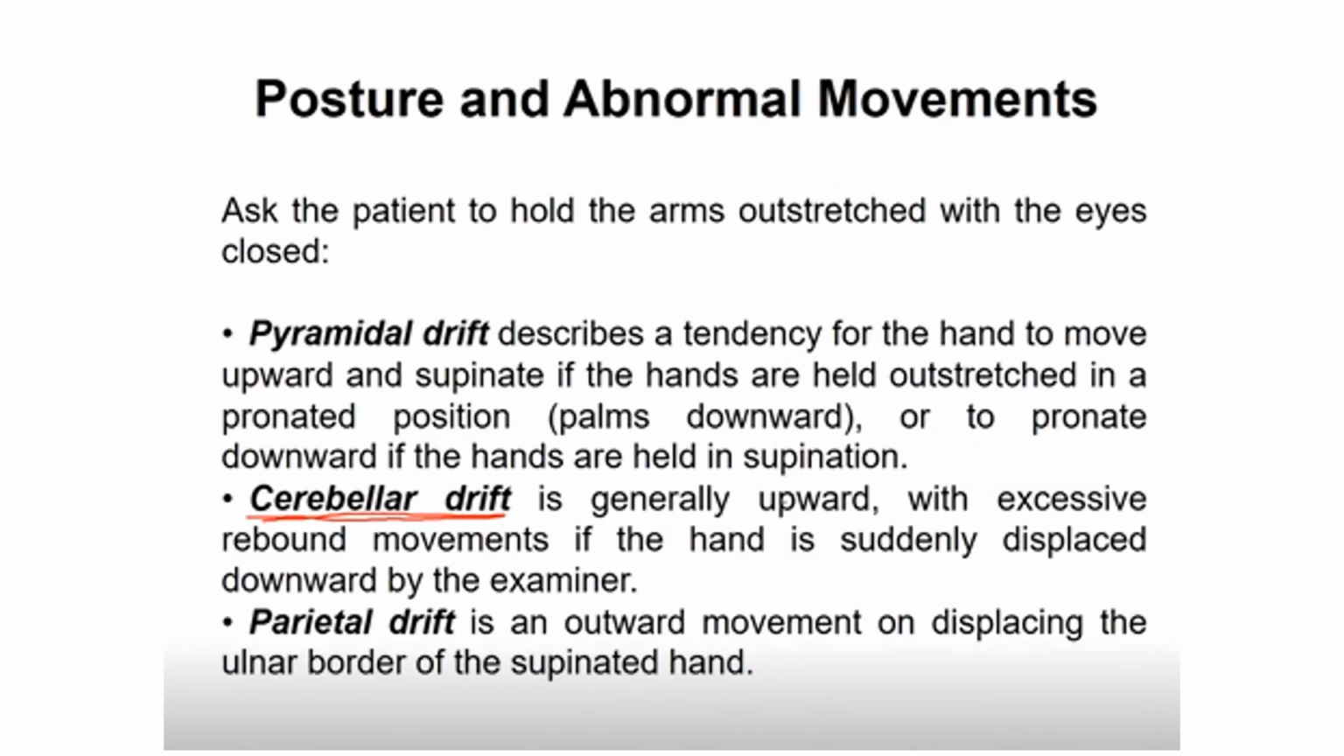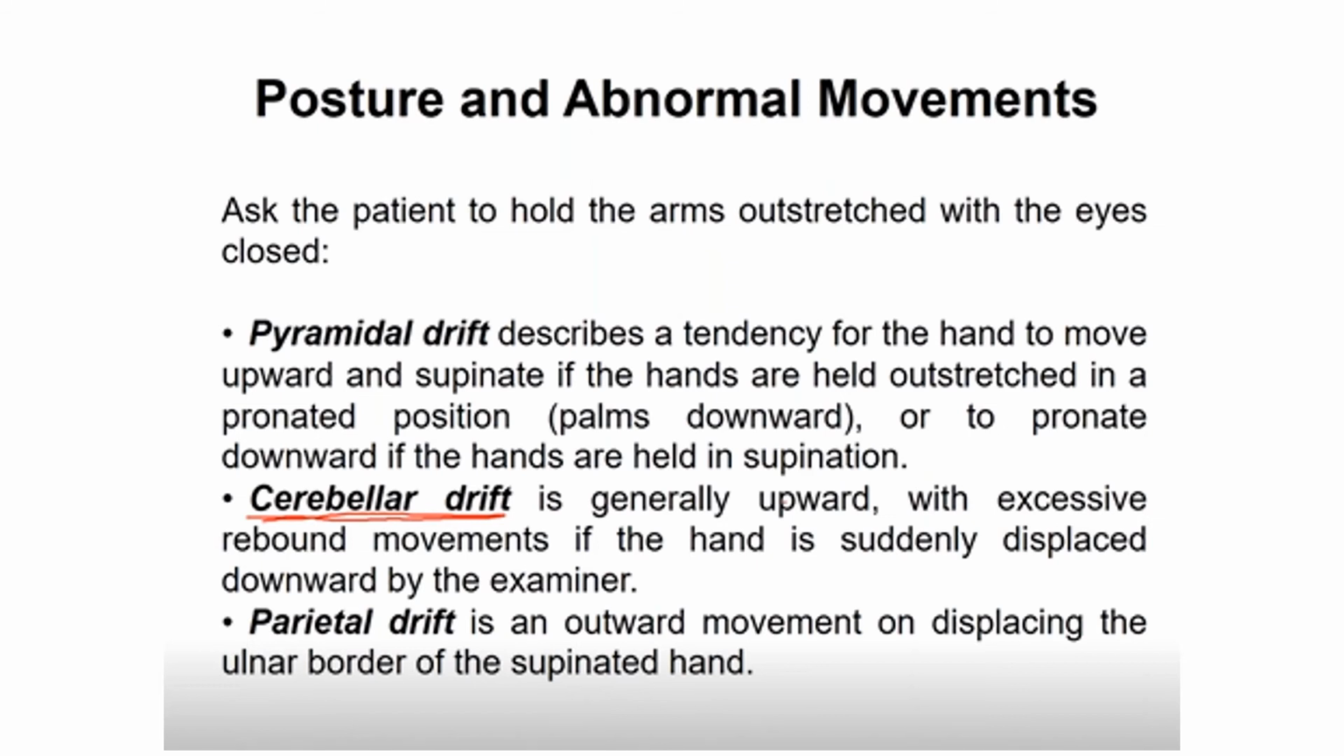I put this in here because it's good to see how we test it and what the deficits might be. So, posture and abnormal movement. You would ask your patient to hold the arms outstretched with the eyes closed. We call it a pyramidal drift. Look for a tendency for the hand to move up and supinate if the hands were held outstretched in a pronated position, or to pronate downward if they started in supination.